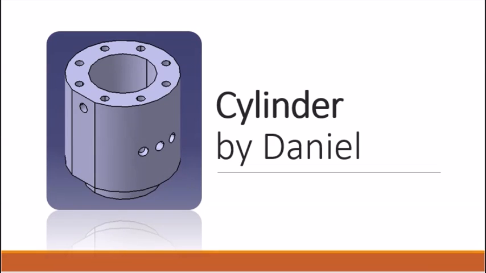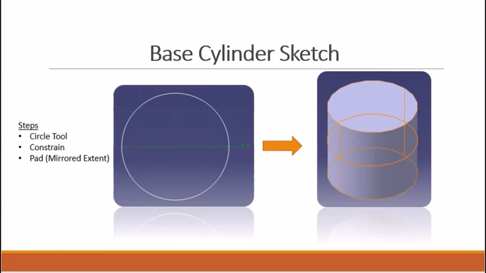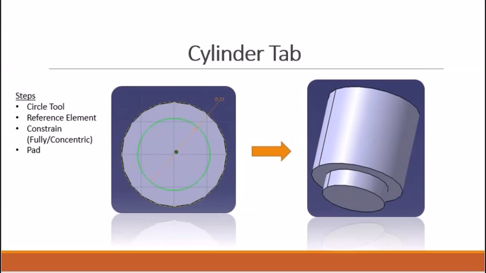The first part we're going to discuss is the cylinder. The first step was to define a base sketch, and this was done by using the circle tool and then constraining it with a specific diameter. Once that sketch was done, we exit Sketcher and pad it. Now, the base sketch is white because it's not fully constrained, and we'll go into detail about what's fully constrained and constrained later. The next step was to define this cylindrical tab on the bottom of the cylinder.